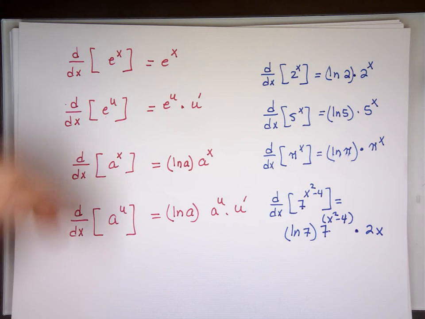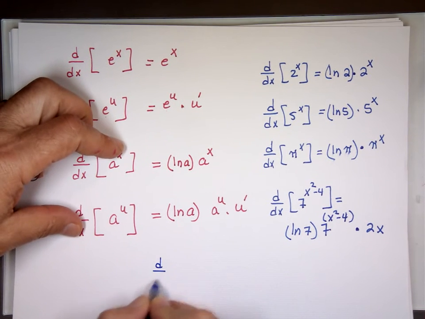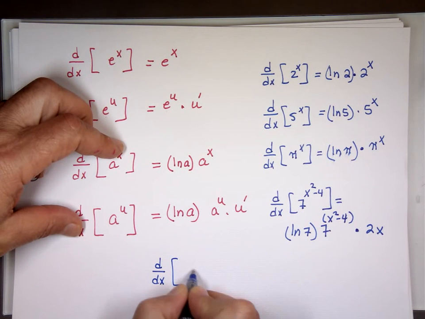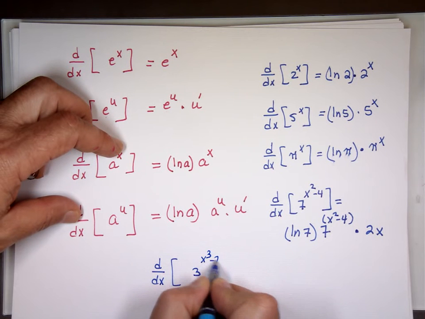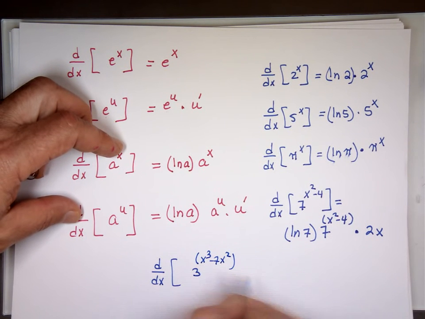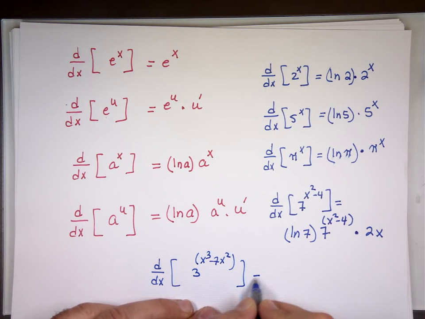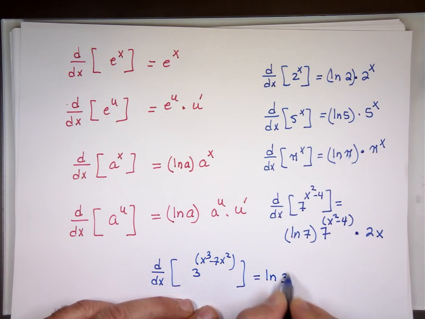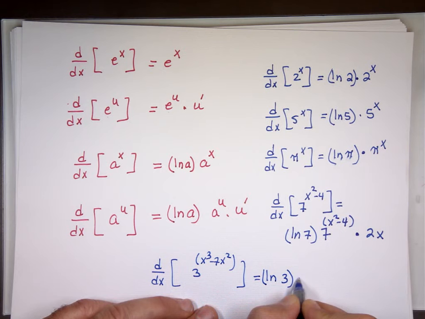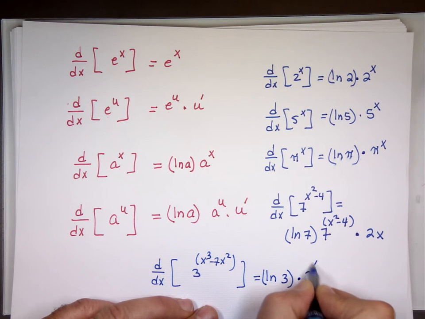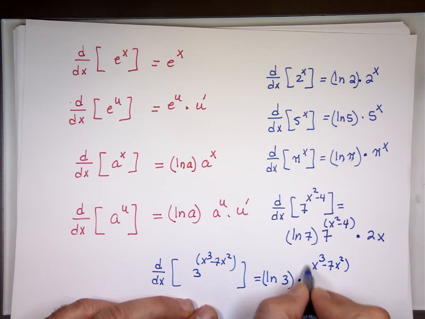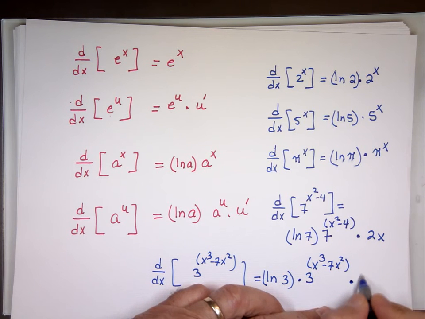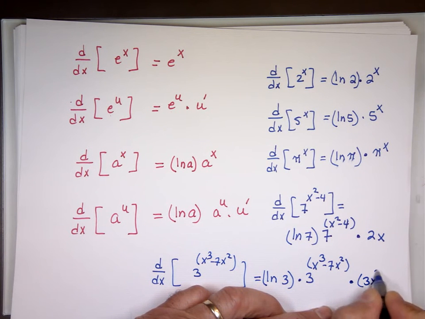What's the derivative of 3 to the power of x cubed minus 7x squared? That would be the natural log of 3. That's the first part. Times 3 to the power of what? X cubed minus 7x squared. There's one more piece left, and that's what? Times 3x squared. Yep, minus what? Minus 14x. Minus 14x, which is the derivative of this.